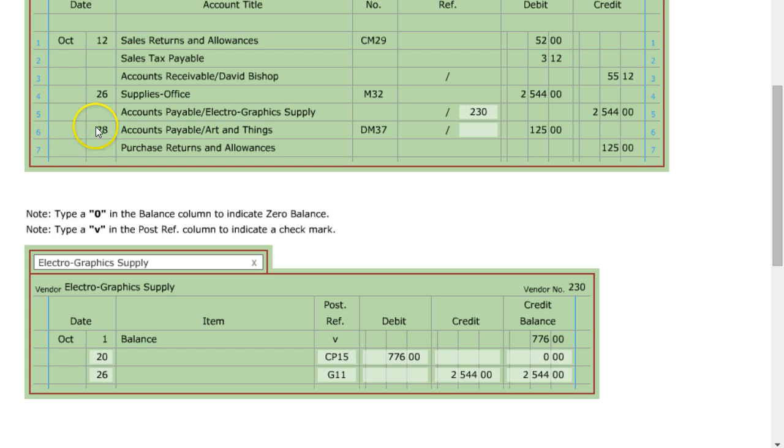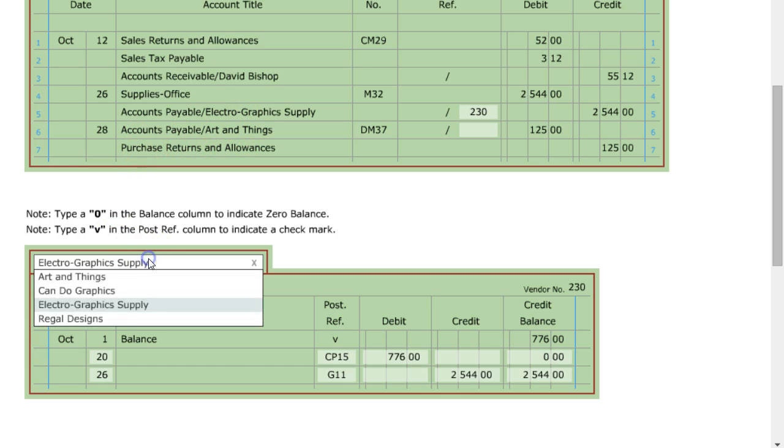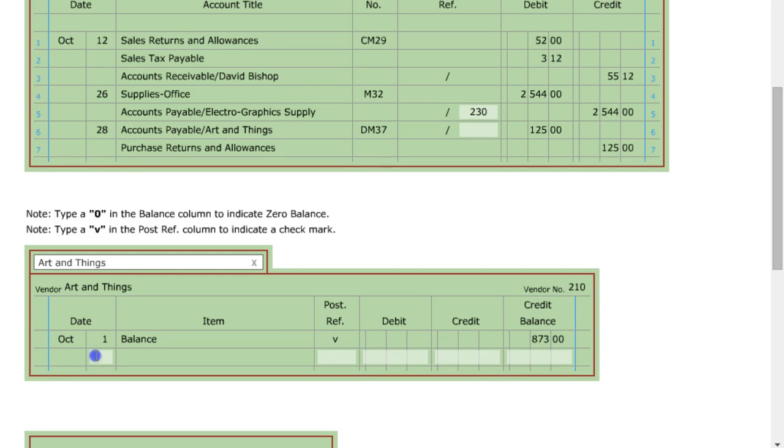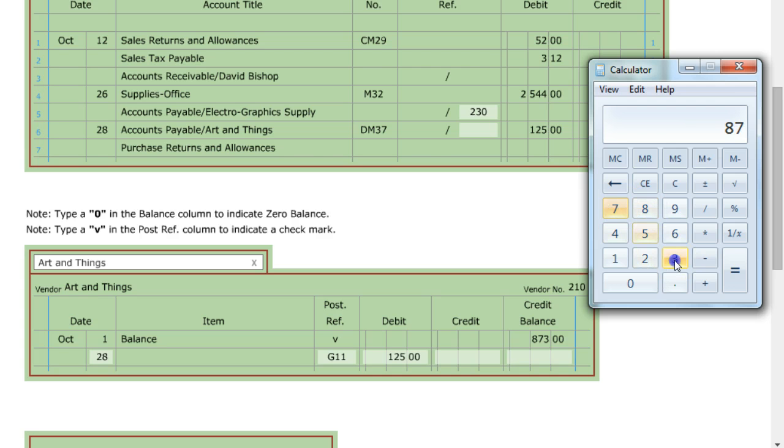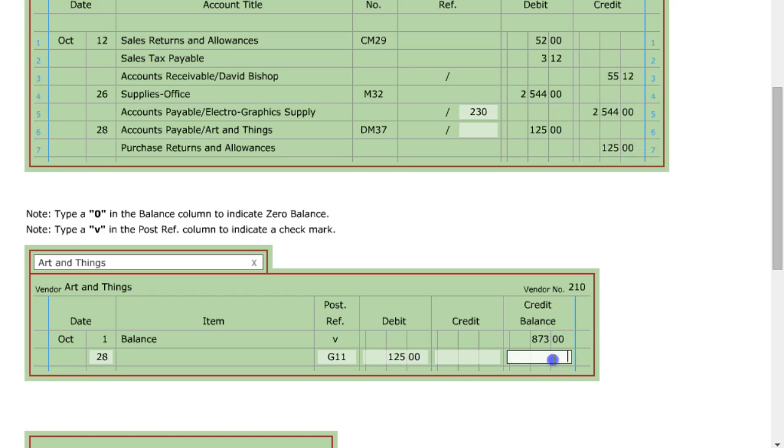So the next thing we would do is we'd go down to this transaction on the 28th, and if we were doing this actually in the order that you're supposed to, we'd post to the accounts payable account in the general ledger, and then we'd post to Art and Things in the accounts payable ledger. So we're going to look for Art and Things, and we're going to put down the date, which is the 28th. We'll put down G11 once again for the page number, and we have $125 that is being debited. Okay, we take both of these numbers, and we know that opposites subtract, so I take 873 and I subtract it by 125, and I get 748, and I put that down here.